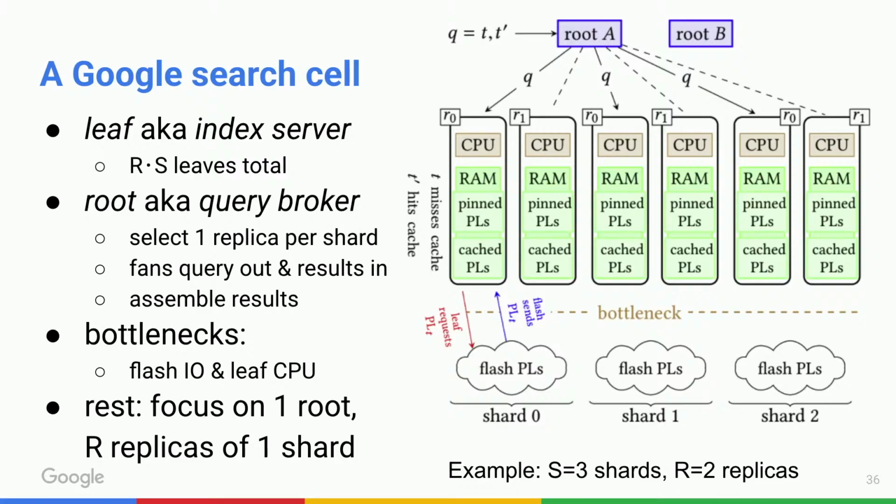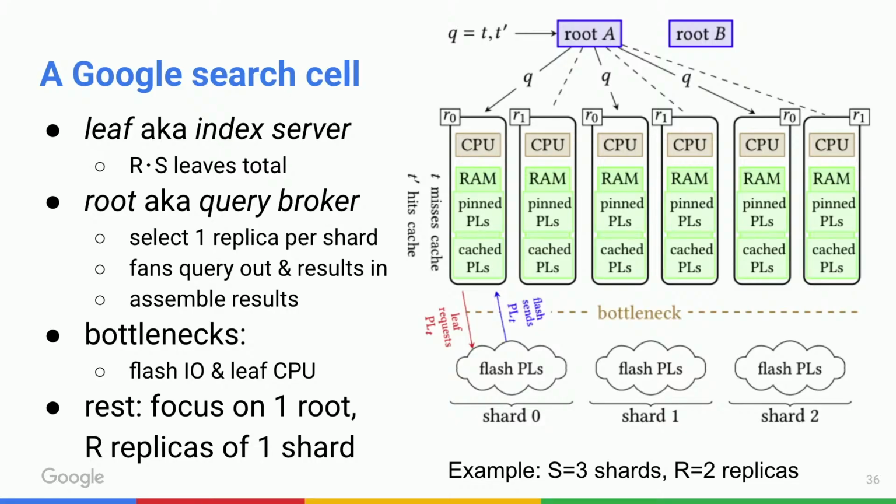What are the bottlenecks in this system? First of all, what do these tasks look like? They have a bunch of CPUs running. Then within RAM, they have two categories of postings lists. They have some postings lists that are just pinned in RAM. These are the ones that are so big, terms that appear so often on the web that you don't want to pay the latency hit of ever having to retrieve them. So you just pin them in RAM. They're just always there.